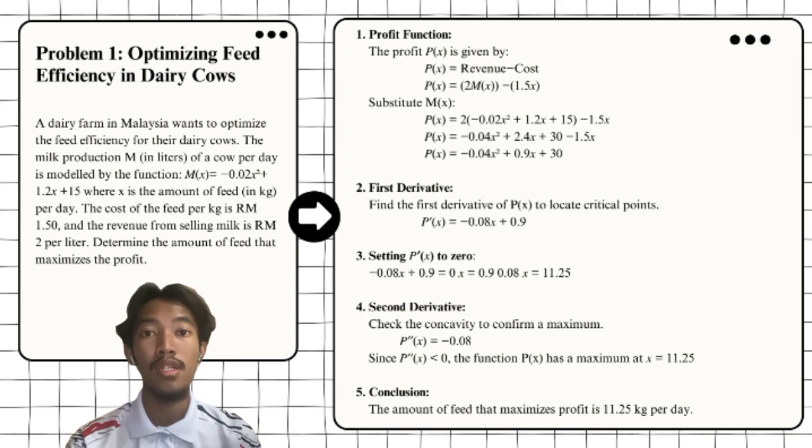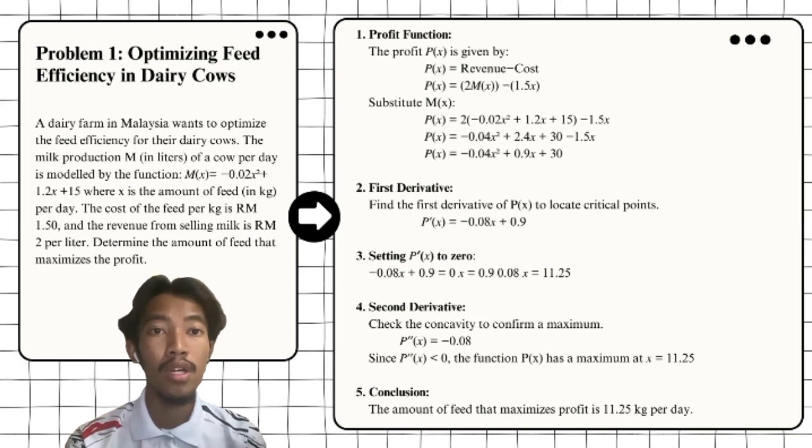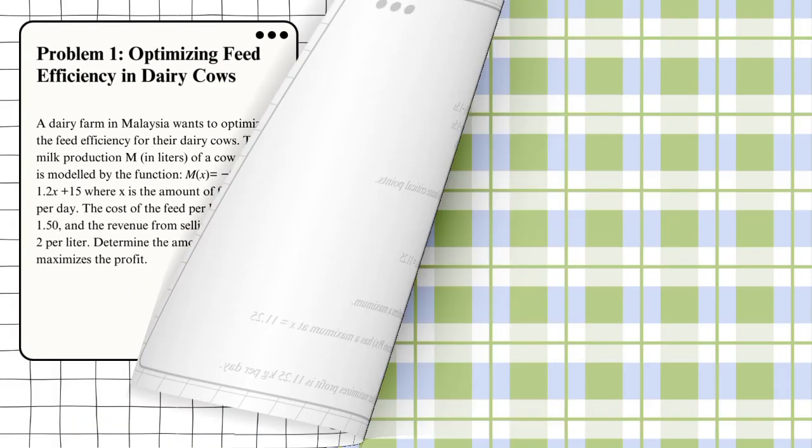The conclusion is the amount of the feed that maximizes profit is 11.25 kg per day. Thank you.